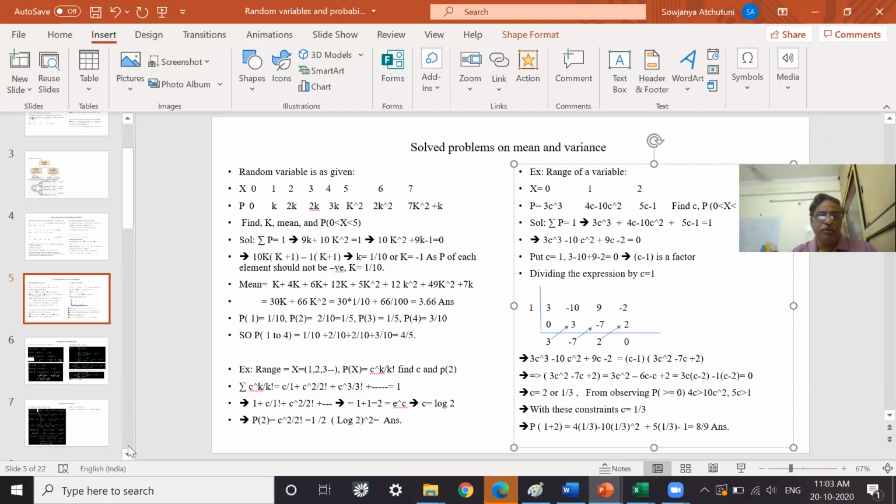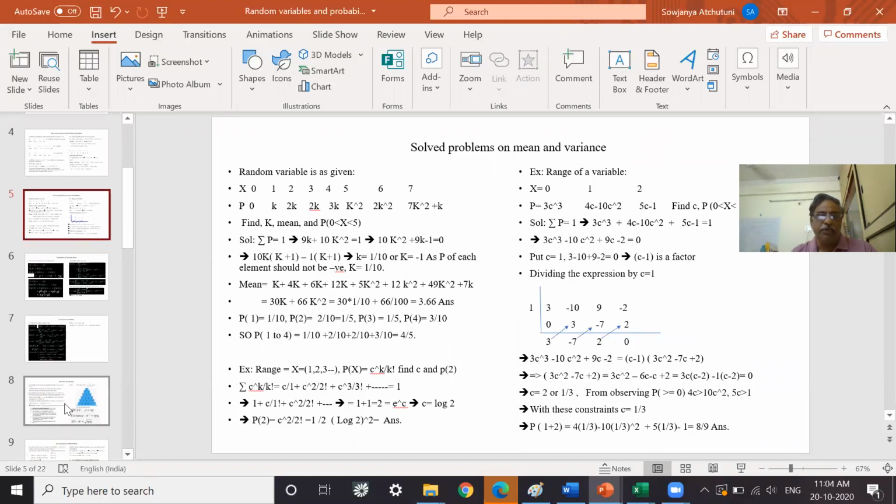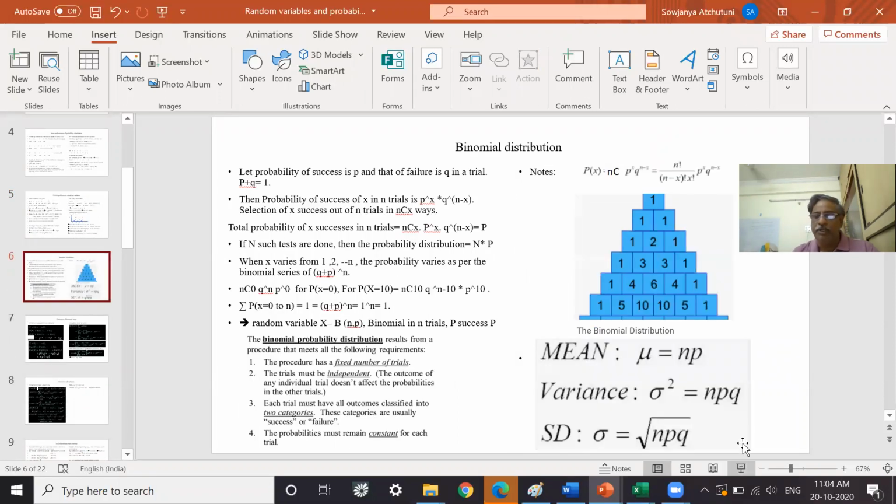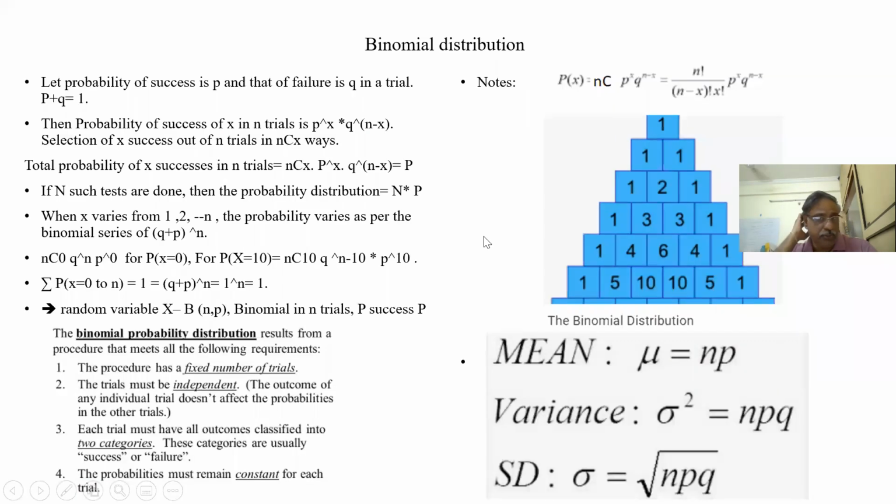Now we'll go to binomial distribution. So now we have just understood how a random variable is given, how the mean and variance are calculated from a random variable. Let us continue random variables and probability distribution. So far we have done the general category, mean and variance. Now we are going to see binomial and Poisson's distribution patterns. Okay, let us see.